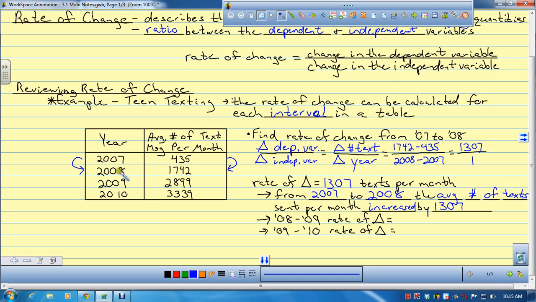Okay? So why don't you guys hit pause real quick and go ahead and find the rate of change from '08 to '09 and from '09 to 2010. I'll let you do that on your own.